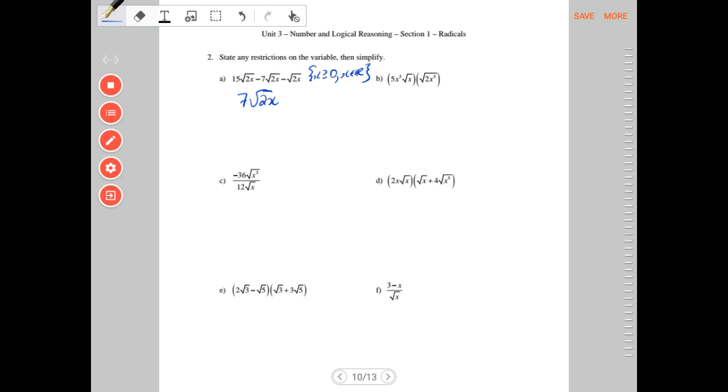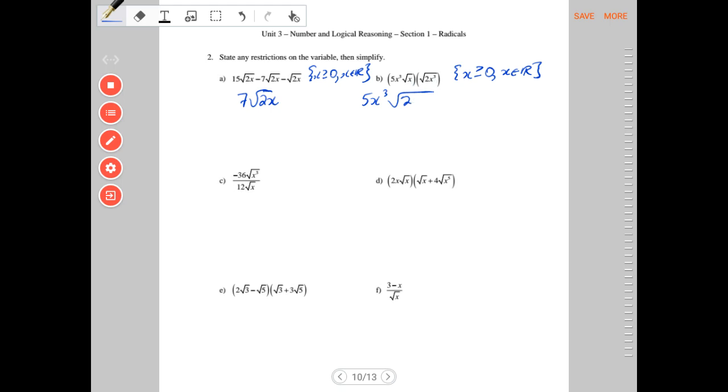Okay, part B. We have, again, odds, so x must be greater than 0, and again, there's no denominator, so greater than or equal to 0. X belongs to reals. And now we are multiplying, so outsides times outsides, insides times insides. So 5x cubed times 1 stays 5x cubed. Root x times 2x, root of 2x cubed, so 1 times 2 is 2.